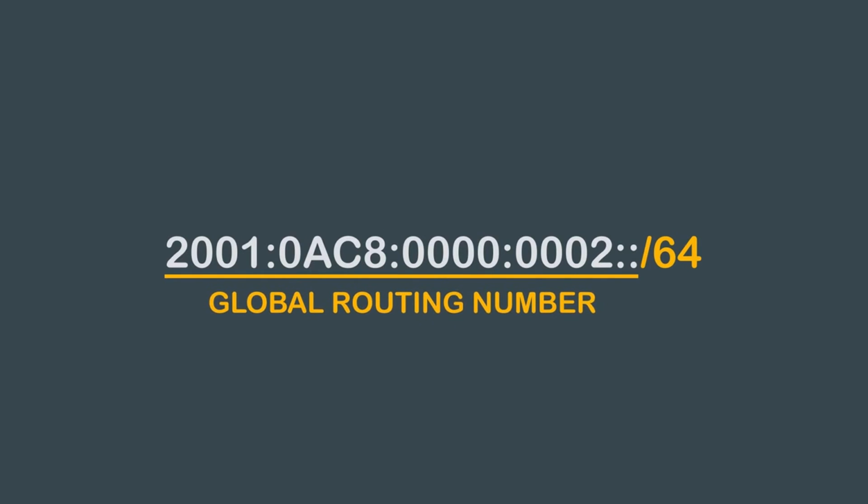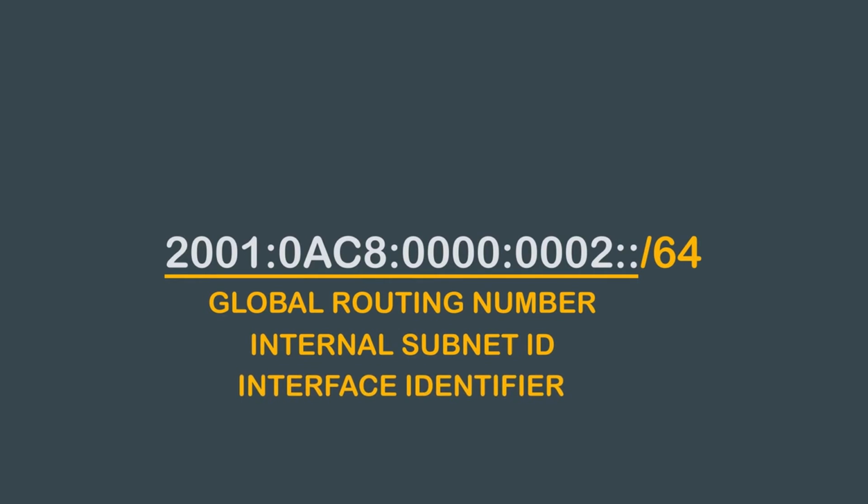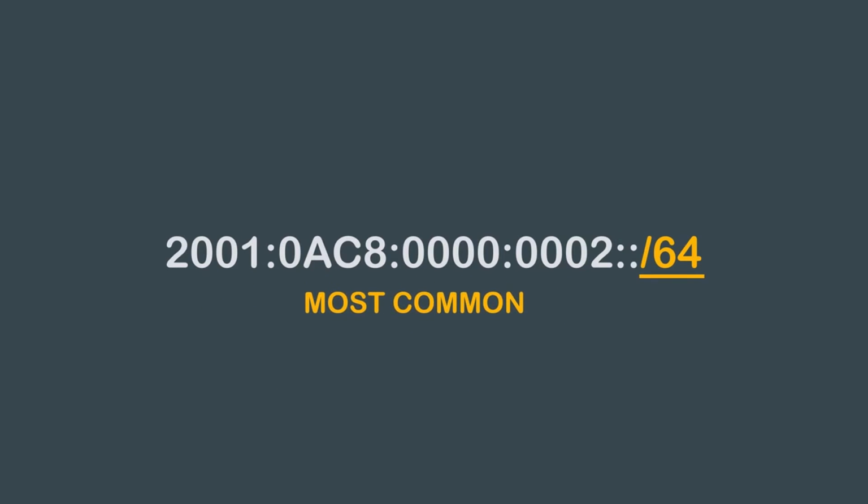Here is an example of an IPv6 address including a prefix length. The network prefix shown is indicated by /64. This prefix includes an encoding of its 48-bit IPv6 global routing number, an encoding of its 16-bit internal subnet ID, and an encoding of its 64-bit interface identifier. /64 prefix lengths are by far the most common.